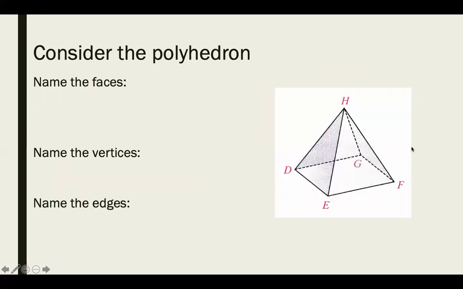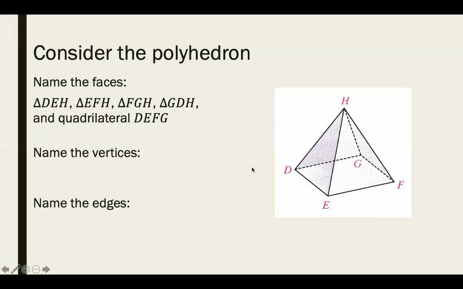Okay, so if we've got this polyhedron here, this is a pyramid. We're going to basically talk about all of the faces, all the vertices, and all the edges on this polyhedron. So on this pyramid, we have 5 faces. We've got this square, and then we've got 4 triangles. We've got a triangle here, a triangle back there, a triangle on the right, a triangle on the front. So here would be the different faces of the polyhedron. Triangle DEH, triangle EFH, triangle FGH, triangle GDH, and then that square on the bottom, the quadrilateral DEFG.